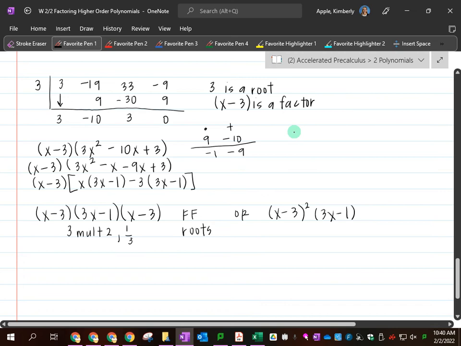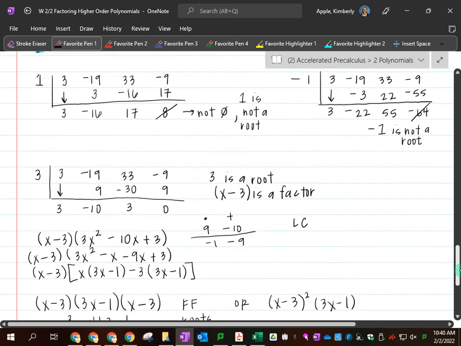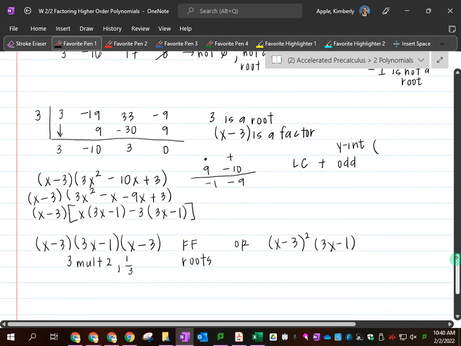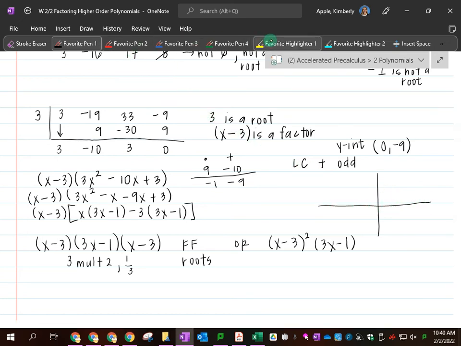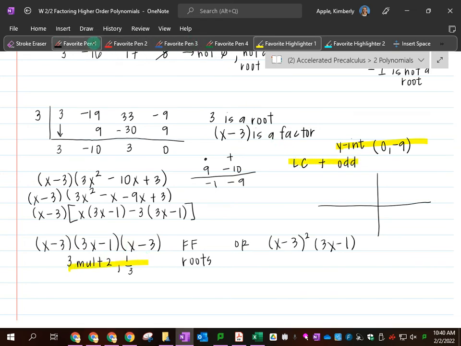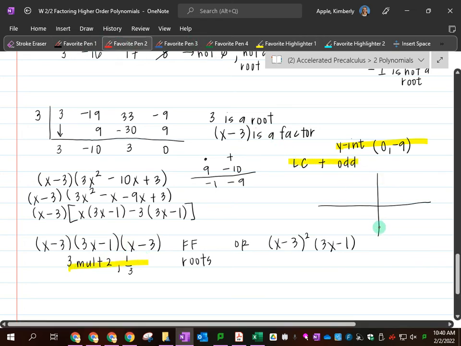Okay. Then I need the LC, which is going to be, go back up here. LC is positive, leading coefficient. This is an odd function. The y-intercept, I don't even remember. Let me go look. Negative 9. There it is. And with this information, I can do everything else I need to do. So I'm going to do that. So remember, these are the only things I need. Y-intercept is at negative 9.